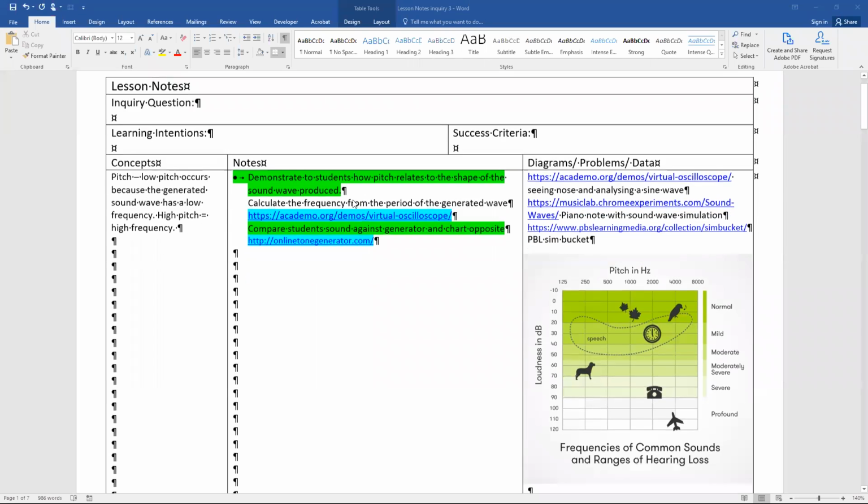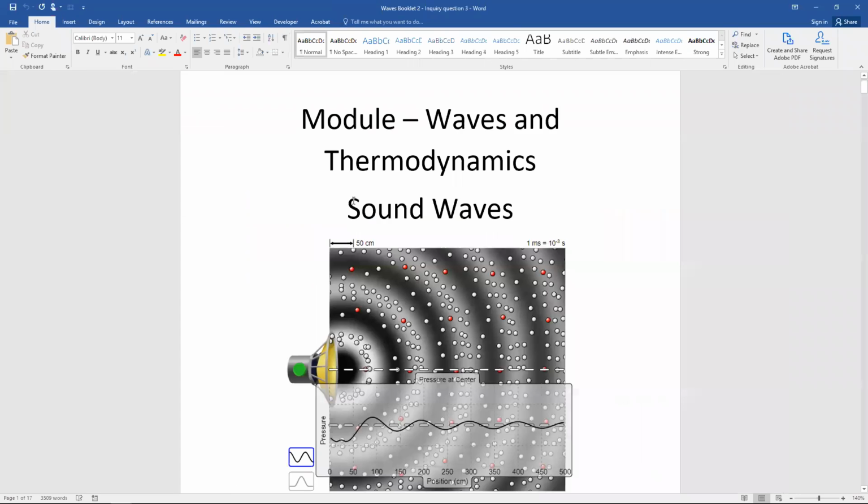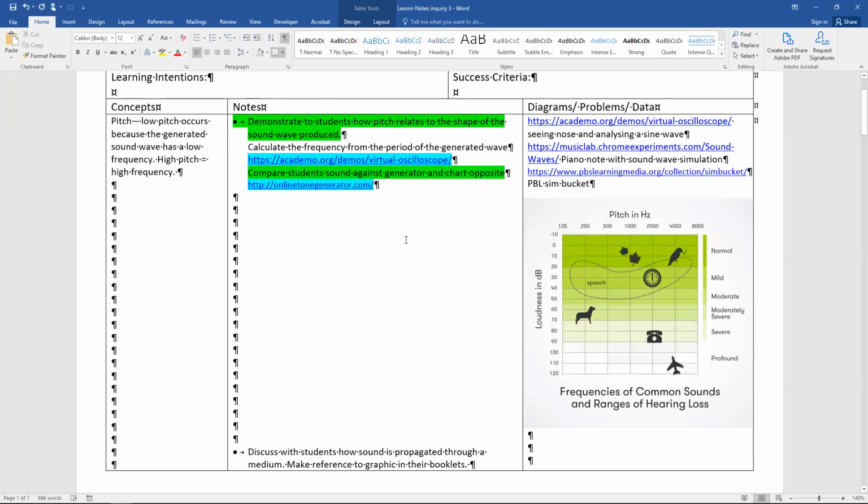Okay, this was us for the sound wave topic, right? Which was this one here, waves and thermodynamics, sound waves topic. We were building on this idea about sound. It's almost like we talked about certain properties of waves. We talked about its features, and now we've just moved on to sound. The next inquiry question next week is about light, so electromagnetic waves.